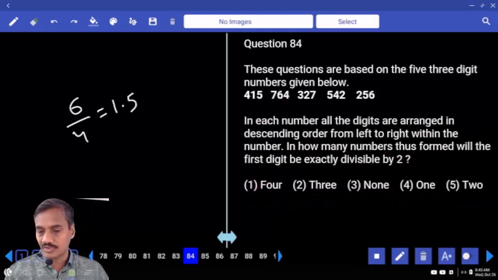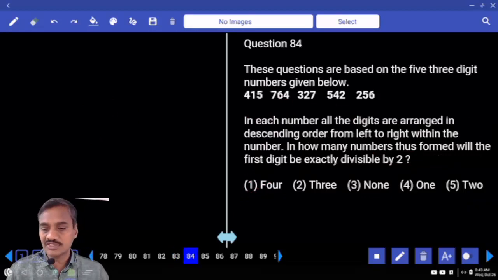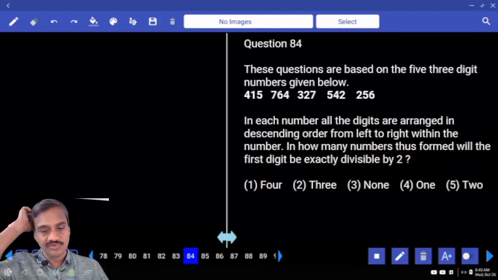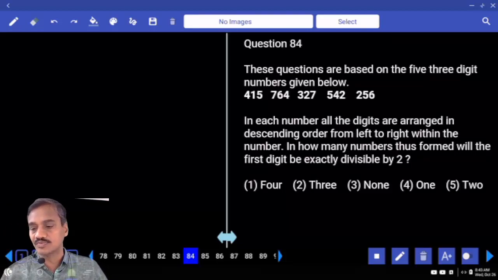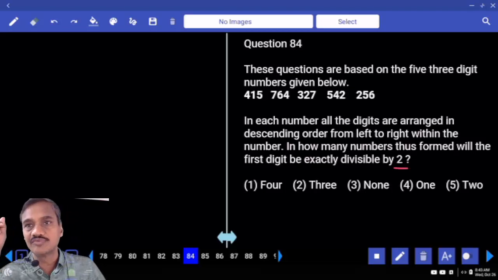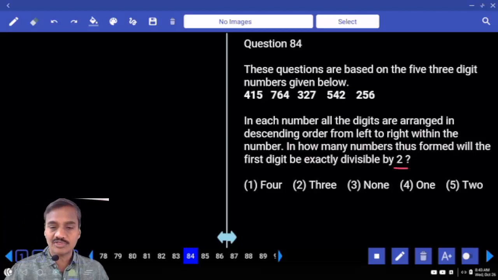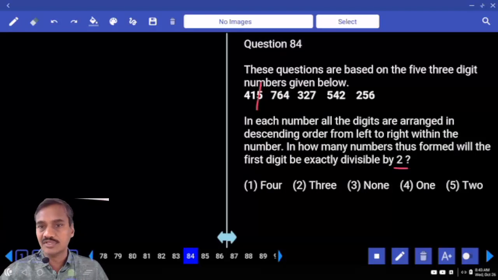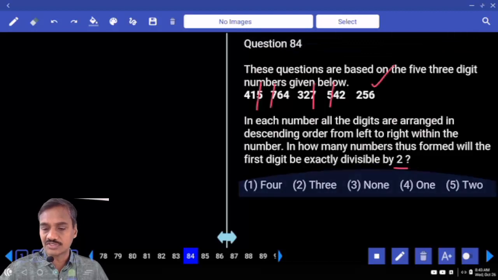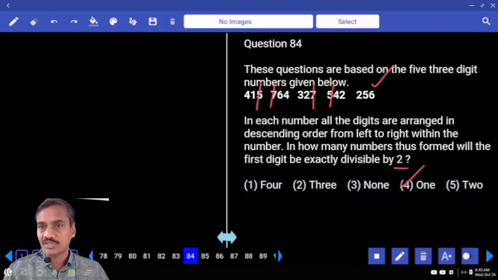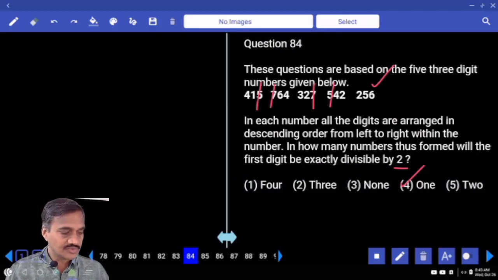Then 84, now in each number all the digits are arranged in descending order from left to right within the number. In how many numbers thus found will the first digit be exactly divisible by 2? And the digits are arranged in the descending order. Which digit comes at the first place? The highest digit. Then among this one, what is the highest? Highest 5 is not divisible by 2. And highest 7, here highest 5, here highest 6. And there is only one such number which is divisible by 2. Is it clear? And choice 4, 84.